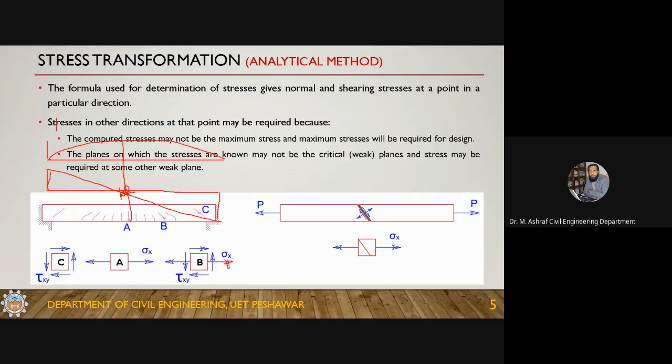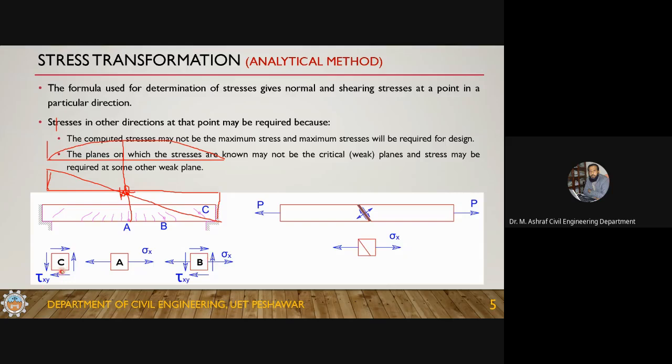So the stress in the inclined direction might be a greater value than sigma x. If sigma x were maximum, the crack produced would be a vertical crack. But sigma x is not maximum. At some inclined direction, the stress is maximum. So how do we calculate that? And what is the orientation of the maximum plane? We'll discuss that in today's lecture.